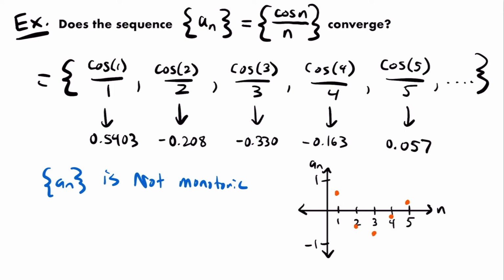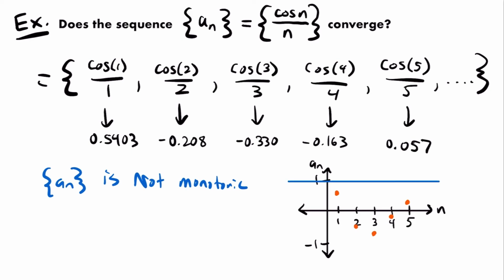All right, now I actually already explained this earlier. We know that none of these terms are going to be greater than 1 or less than negative 1 because the cosine function oscillates between those two values. And so if you're dividing 1 or negative 1 by some value n, it's always going to be less than 1 or greater than negative 1. Okay, and so those are actually our bounds.